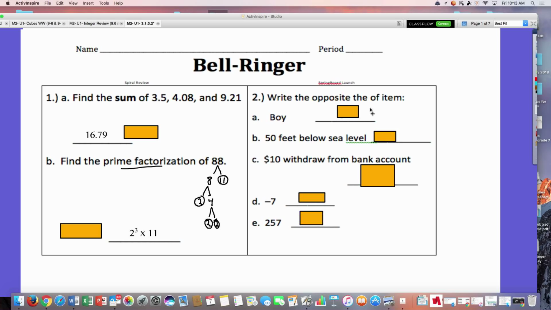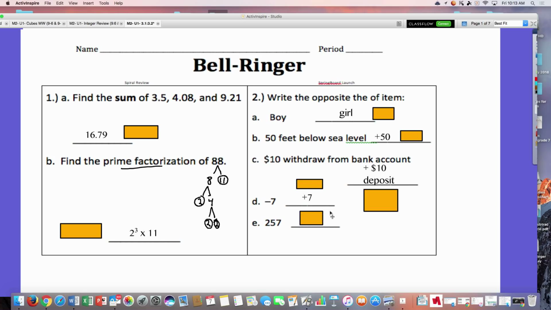Write the opposite of the item. The opposite of boy, girl. The opposite of 50 feet below sea level is 50 feet above sea level, positive 50. The opposite of $10 withdrawn, or taking out of a bank account, is $10, positive 10. Opposite of negative 7, positive 7. Opposite of 257, negative 257.